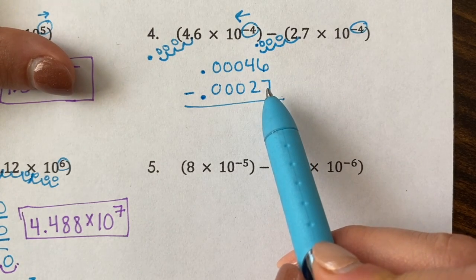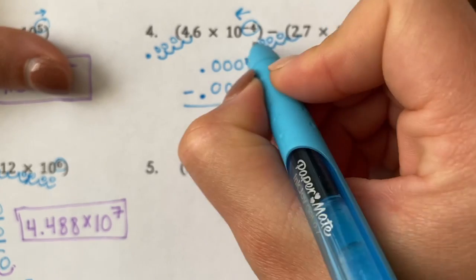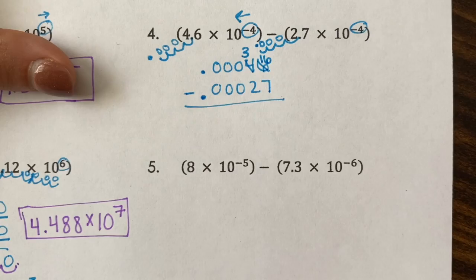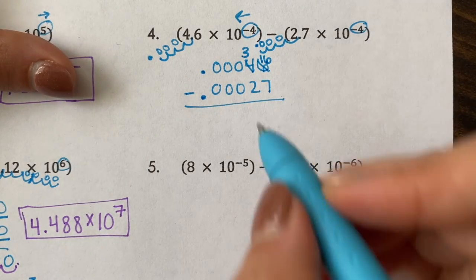6 minus 7, you can't do that. So you're going to have to borrow from the 4, make that a 3. Then this becomes 16. 16 minus 7 is 9.